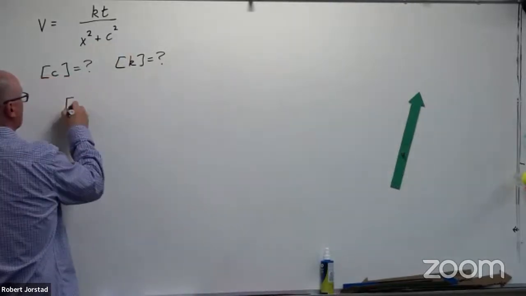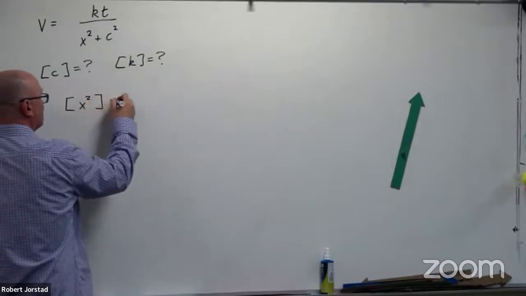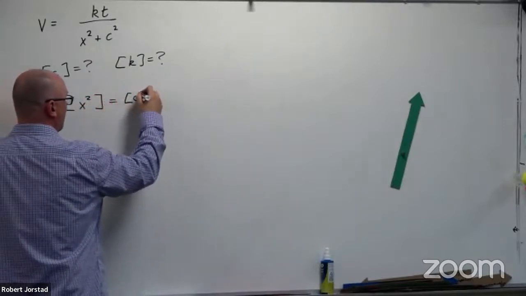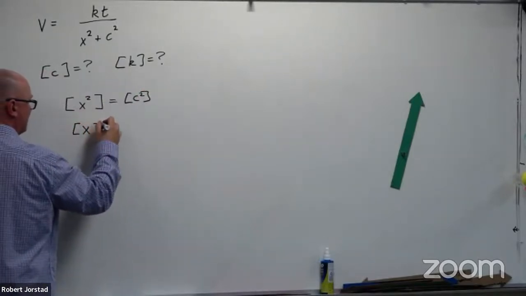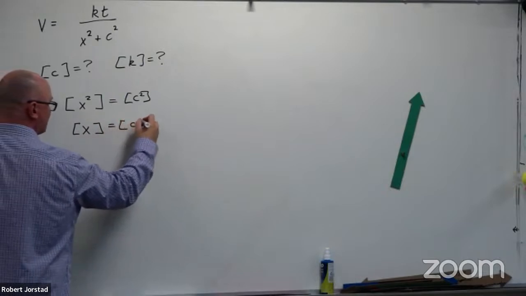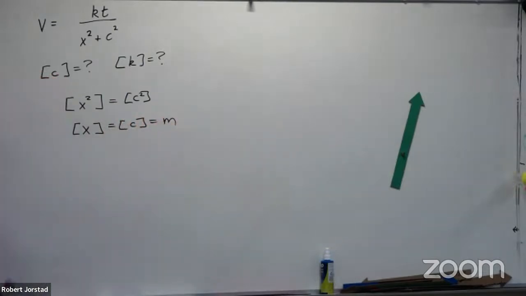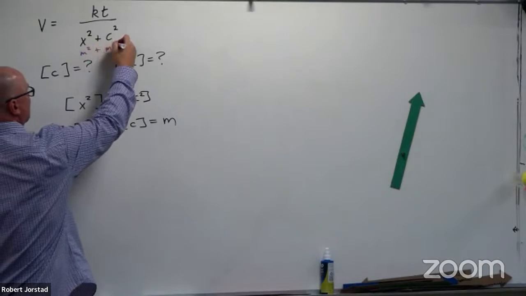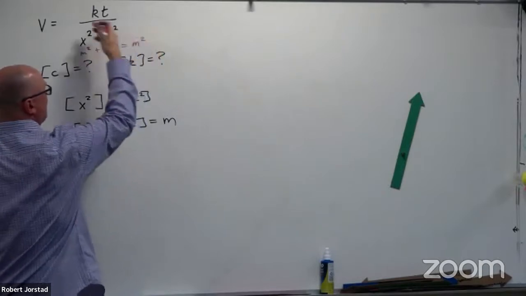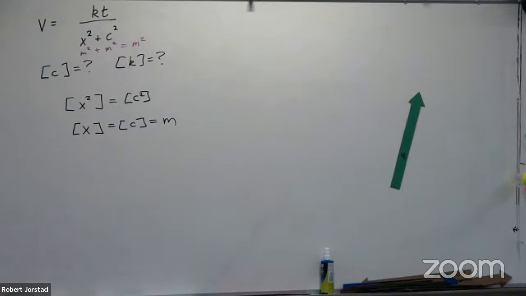So what I know is the units of x squared should equal the units of c squared. Well, I can take the square root of both sides, and I see that the units of x equal the units of c, which are meters. So the constant here is in meters. That's cool. Now that I know that, if this is meters squared plus meters squared, that's equal to meters squared. I know the denominator has units of meters squared. And the rest of the problem is easy.